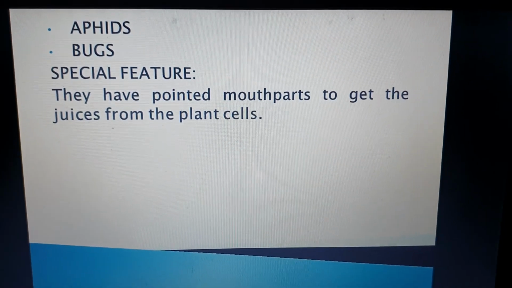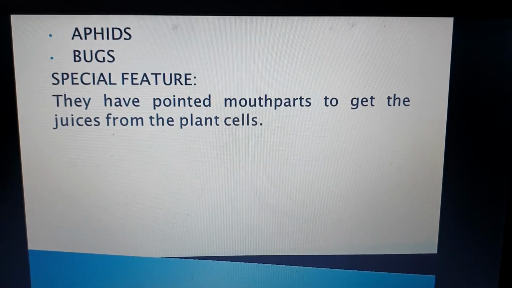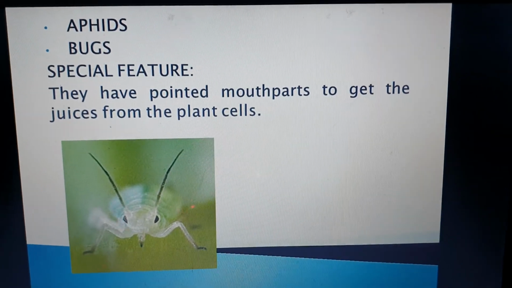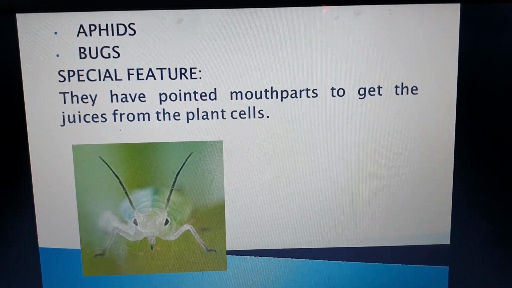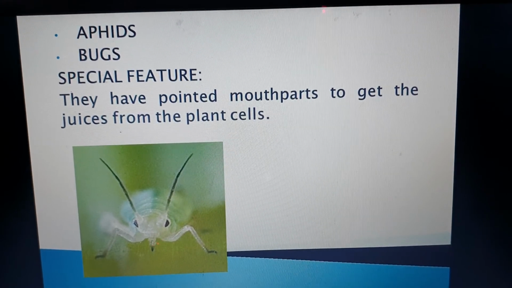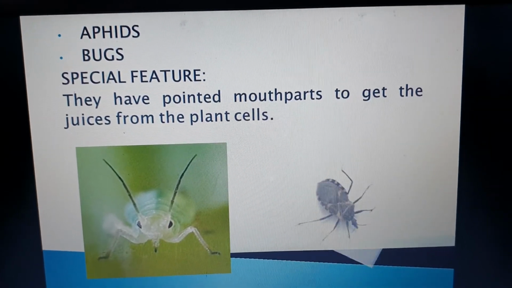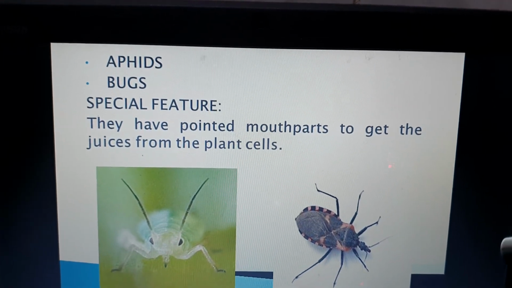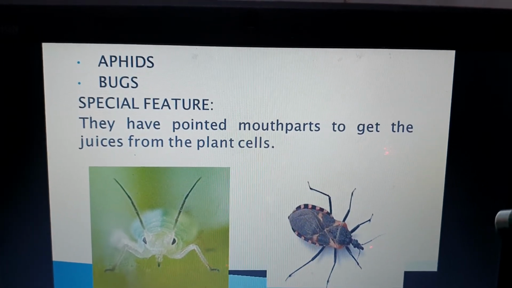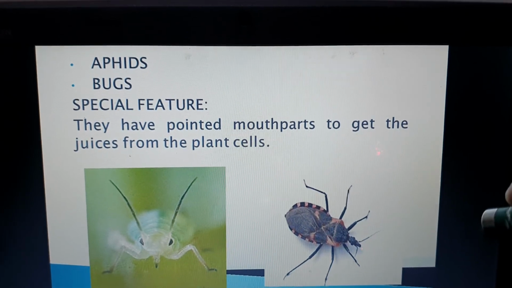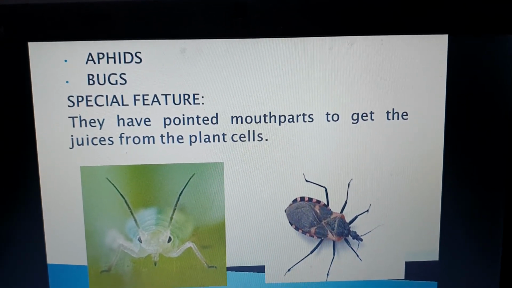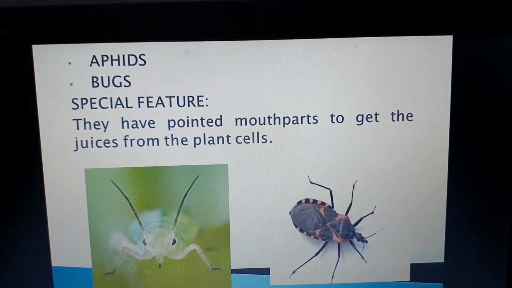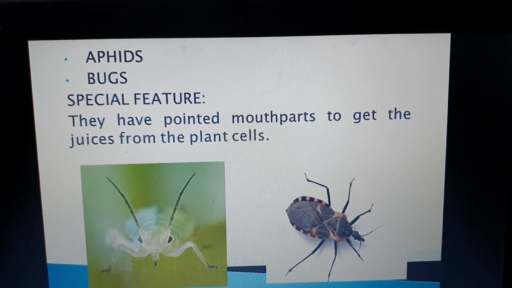Then we have aphids and bugs. Now what do they have? You can see the pointed mouth of the aphid and the bug. You can see it here also. This one is the pointed mouth part of the bug. So what are they doing? They are extracting the juices from the plants.